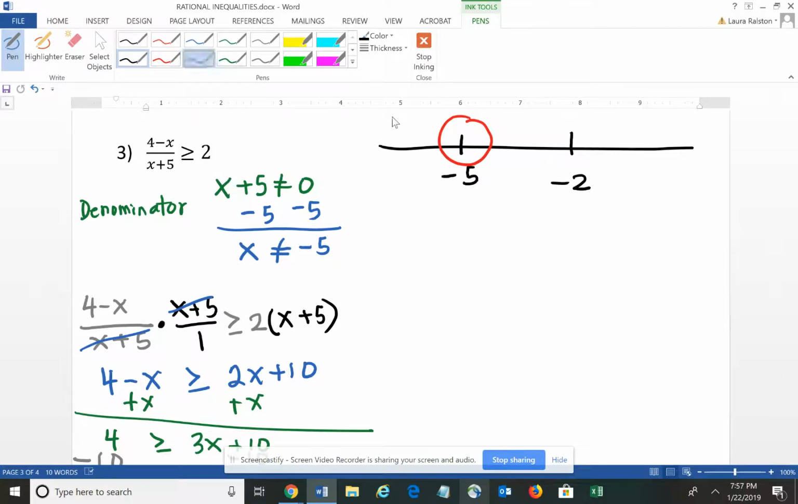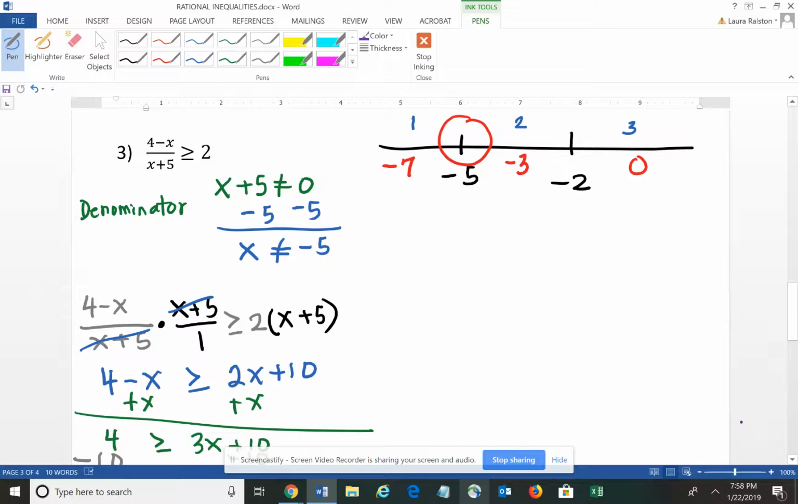So again, notice you have 3 regions. You have the possibility that it's less than negative 5. It's between negative 5 and negative 2. Or it is greater than negative 2. So again, we're going to choose test values in each one of those regions. So let's say I choose negative 7, maybe negative 3, and 0. And we're going to try those and see which one of those critical regions gives us a value that is greater than or equal to 2. So we do our checking, plug and chug. It's the only way to do it.